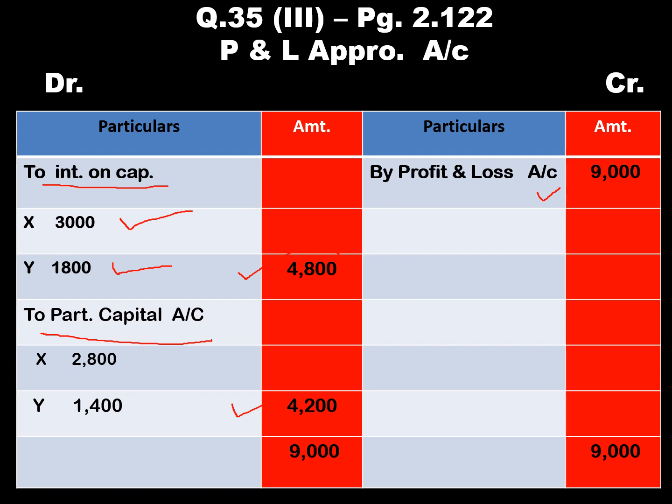So we'll write it in the two partners' capital accounts. X will get 2,800 rupees share in profit. Y will get 1,400 rupees share in profit, in the ratio of 2:1.